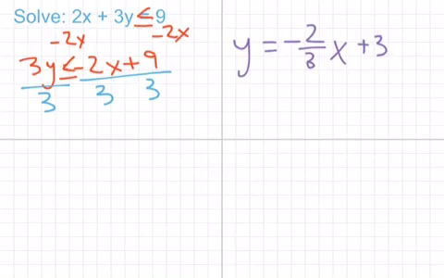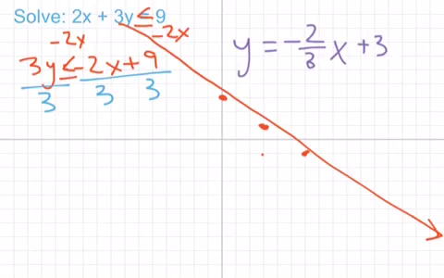Let's graph it. Our y-intercept is 3, so we go up 1, 2, 3. The slope is negative 2 over 3, so we go down 2, over 3. Then I'm going to draw my line. Again, you're going to use a ruler, which I can't because I'm on this smart board. It's a terrible line, I apologize.